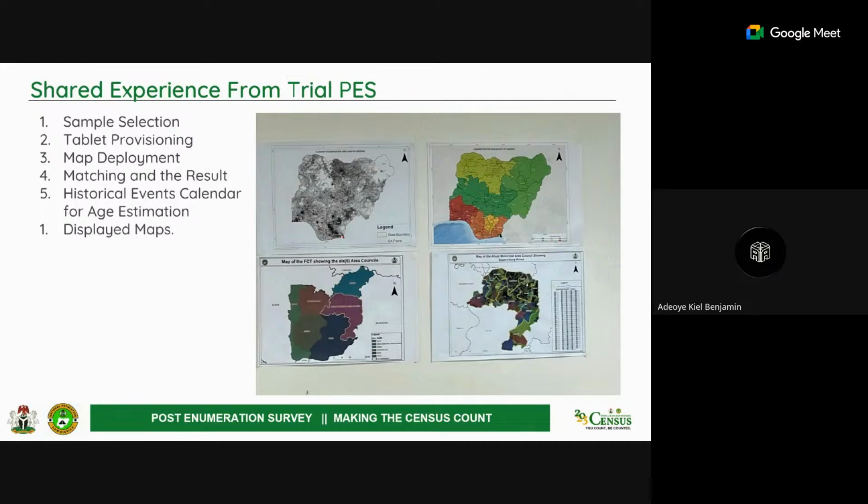Then tablet provisioning. We agreed, as according to my colleague, that ECA presented provisioning processes, but we believe that the MDM provisioning system we had was equally sound, as my coordinating director has rightly pointed out. And then the map deployment: it was strange to them to hear that our EAs were geofenced, and even our buildings were geofenced. I think it's a great National Population Commission.